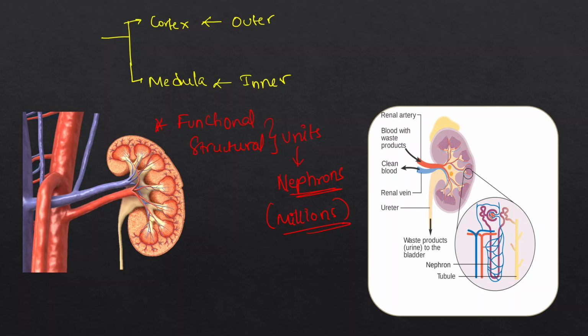I'm not able to find that count. There is a specific count which is given. If you find it out, please remember that specific number. Usually, both the kidneys consist of millions of nephrons.